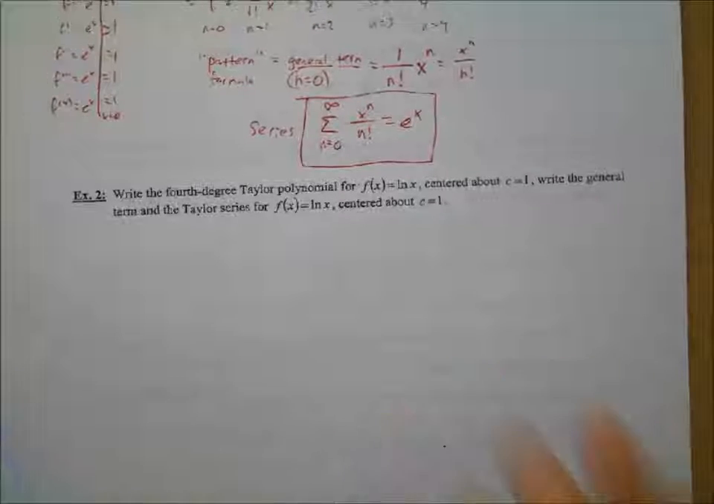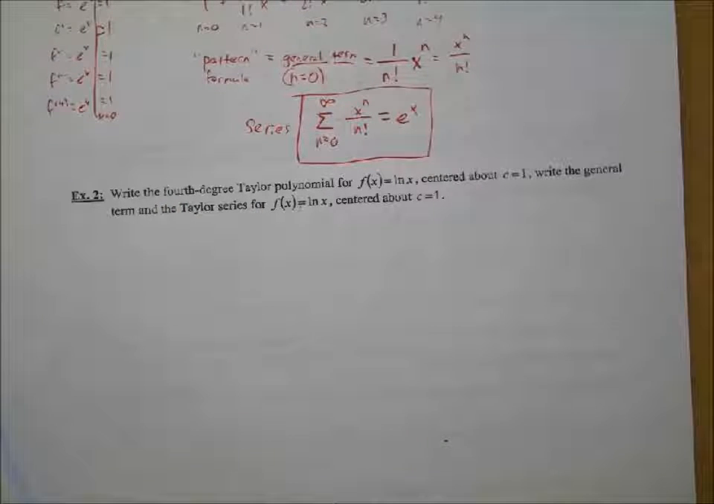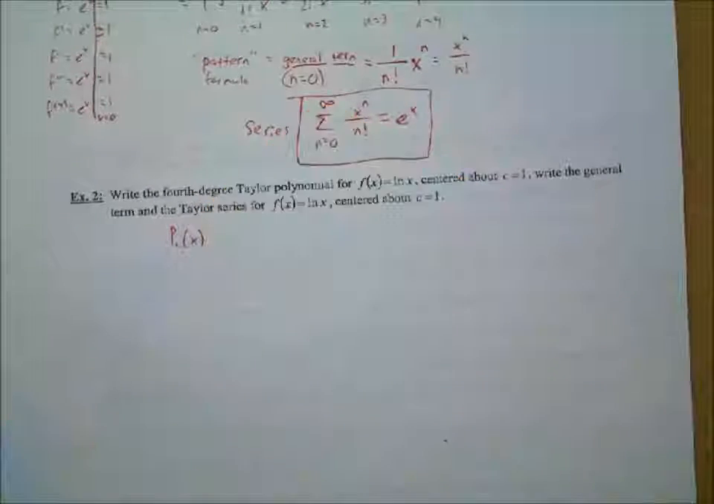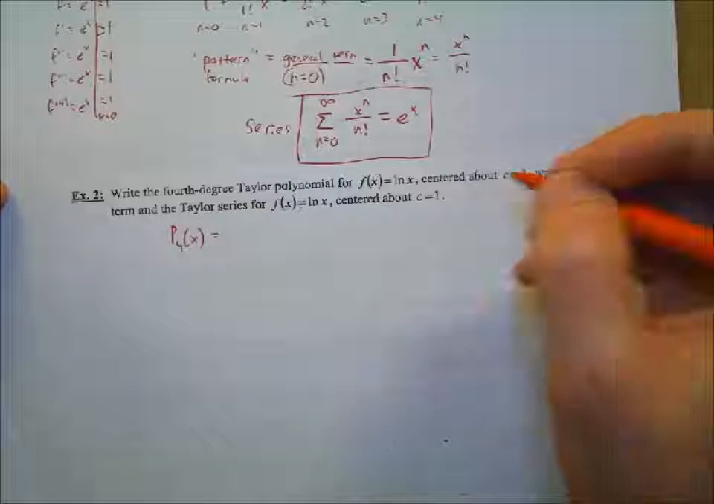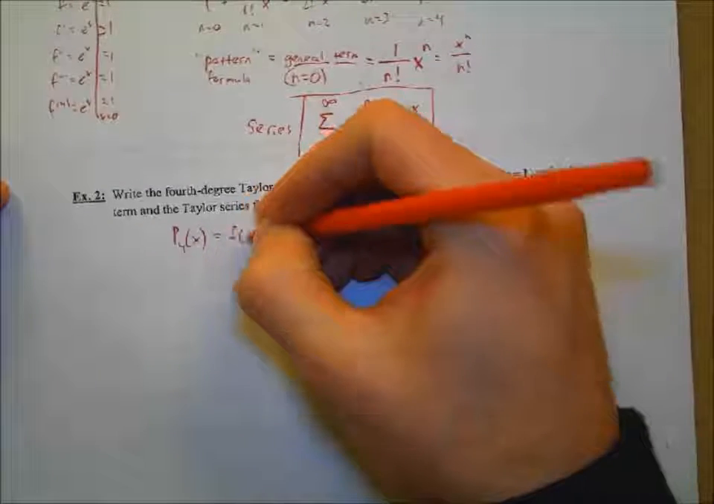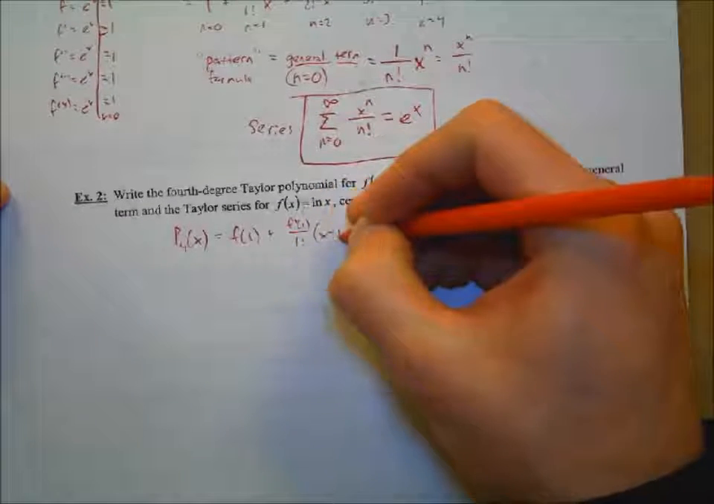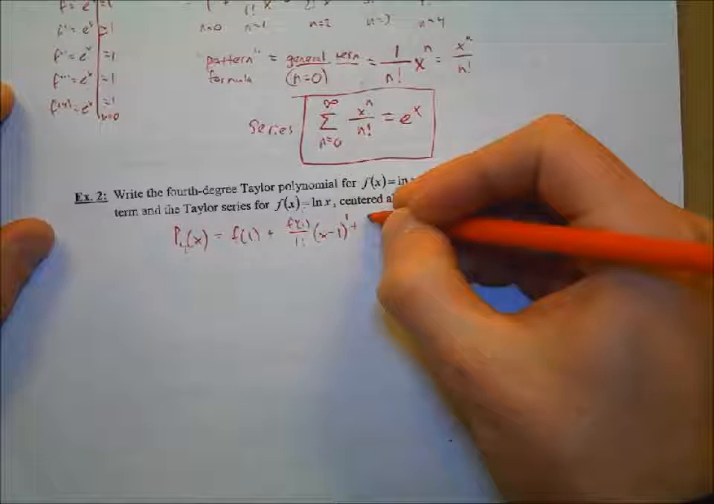So again, go ahead and write the fourth degree Taylor polynomial for the natural log of x centered about c equals 1. That's something you are all quite capable of. Now remember, since this is a Taylor series, it's going to be x minus 1, or x minus c, so x minus 1 for our terms there.